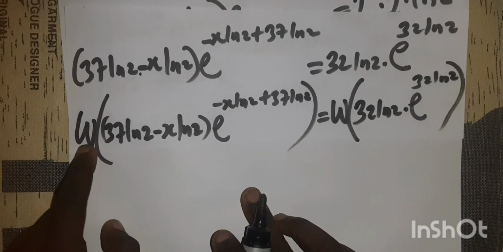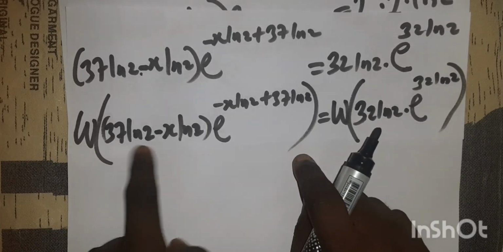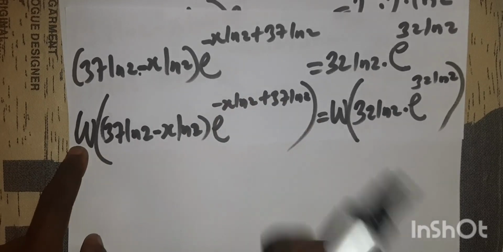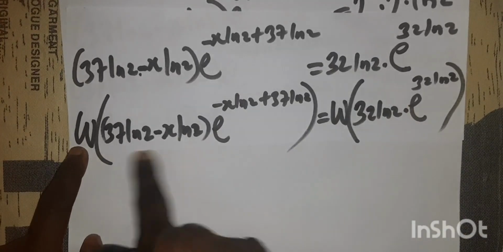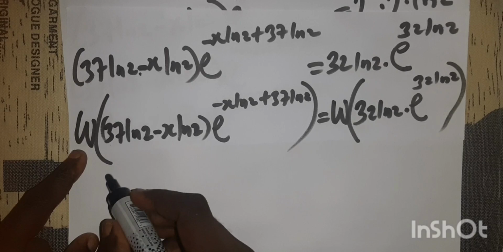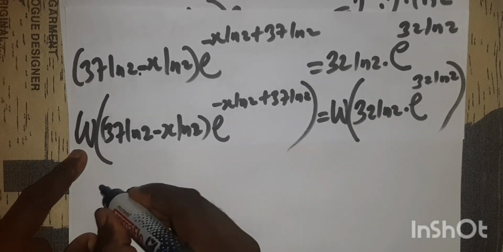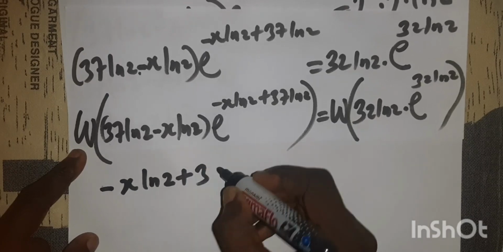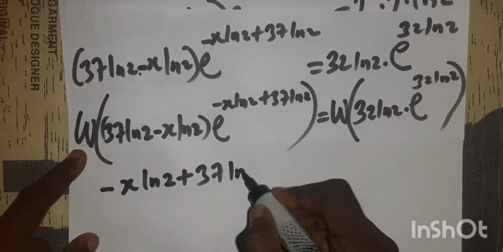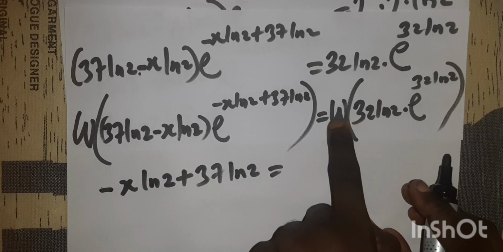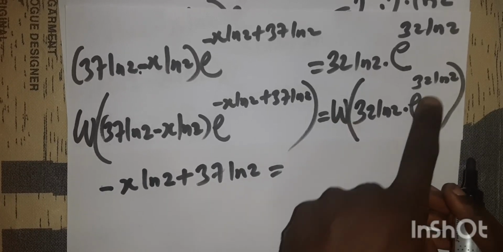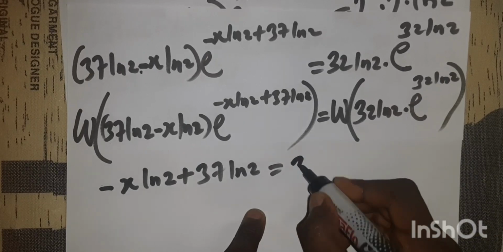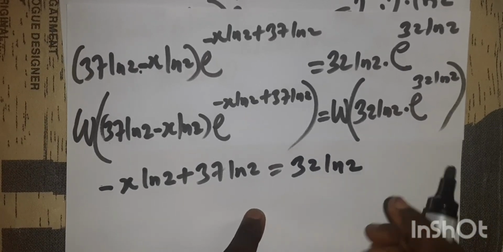And of course, the product log of all these simplifies to one of them since they are the same. So this product log of what I have in the bracket simplifies to either the power or the coefficients. So let me write this one out, any which way, still the same. Minus x ln of 2 plus 37 ln of 2 equals to, also the product log of what I have in the bracket simplifies to either the power or the coefficient. So I'm just picking one of them, simplifies to 32 ln of 2.